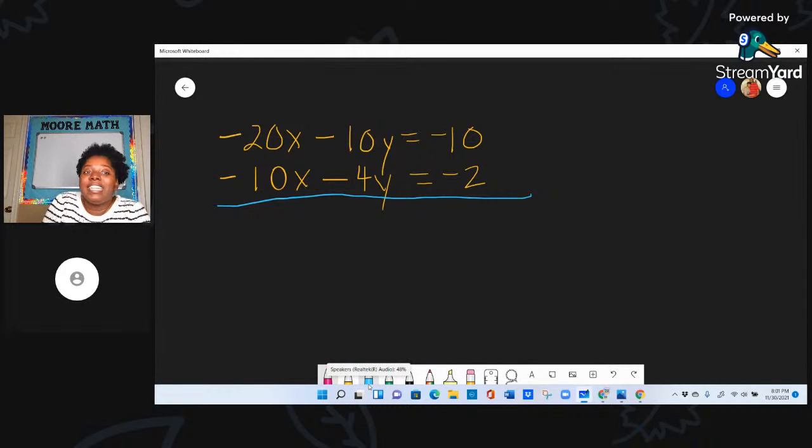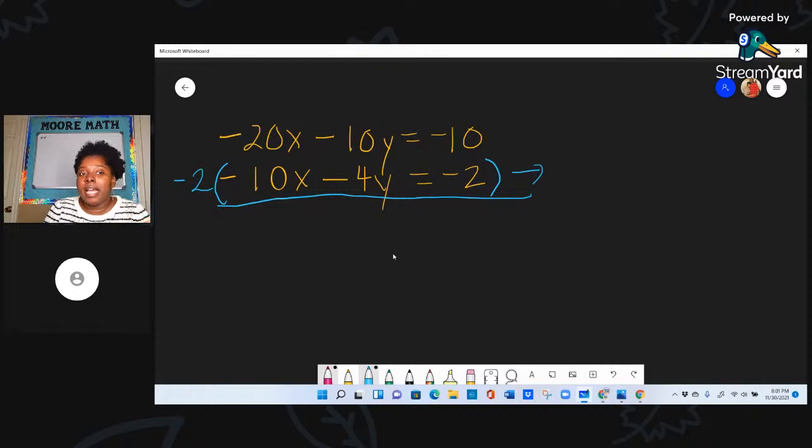So I can't just multiply the 10x by 20. I have to multiply the whole equation by 2, okay? So I can't just take 10x and multiply it by 2. I have to multiply everything by 2. And your teacher did say you can change it all to positive. Another way of doing it is just to multiply everything by negative 2, okay? Because then you're going to get everything positive, okay?